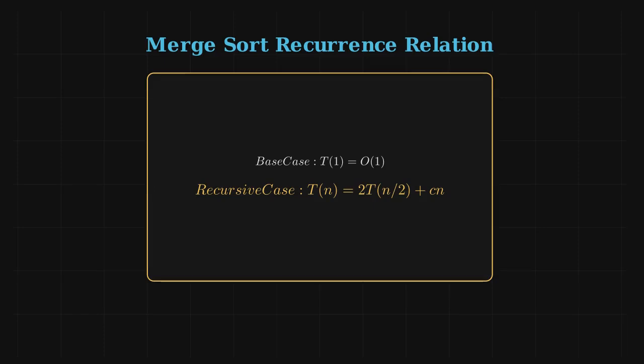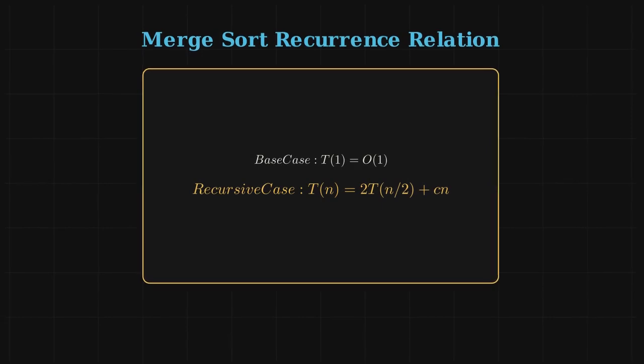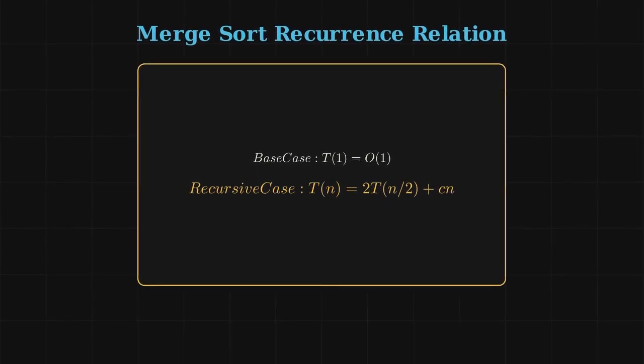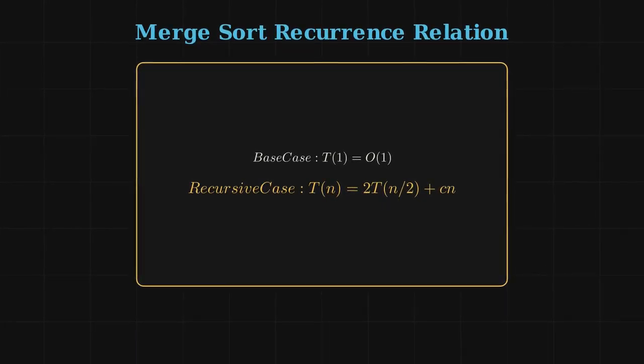To analyze merge sort, we model its work using a recurrence relation. The runtime T(n) equals two subproblems of size n/2, plus O(n) linear work to merge the sorted halves back together.